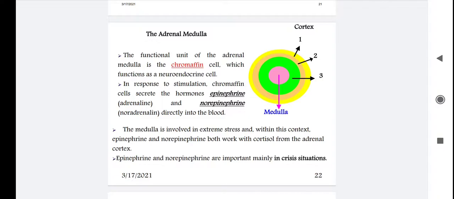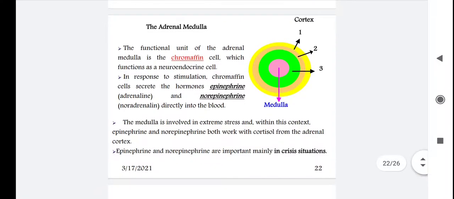The medulla is involved in extreme stress, and within this context, epinephrine and norepinephrine both work with cortisol from the adrenal cortex. Epinephrine and norepinephrine are important mainly in crisis situations. So they work in the crisis of stress.